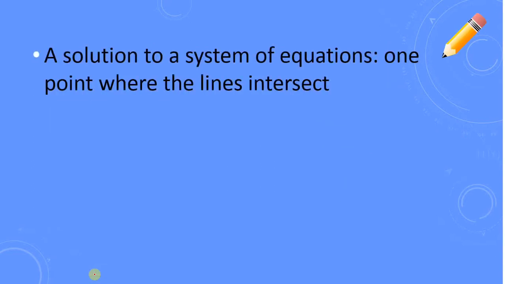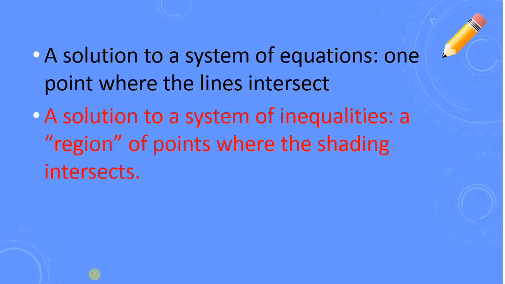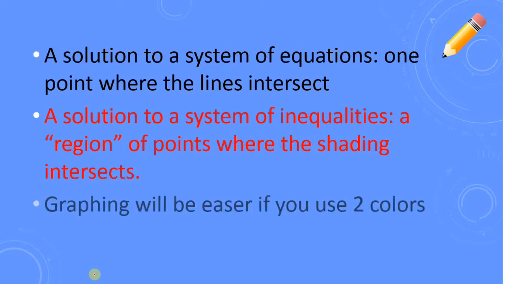So this is some stuff you're going to want to write down. A solution to a system of equations is one point where the lines intersect. So you're always going to have just one point when you're just doing equations. For inequalities, your solution is going to be a region of points where the shading intersects. It's where those two shades, two colors, are going to intersect for you. That is where your solution is.